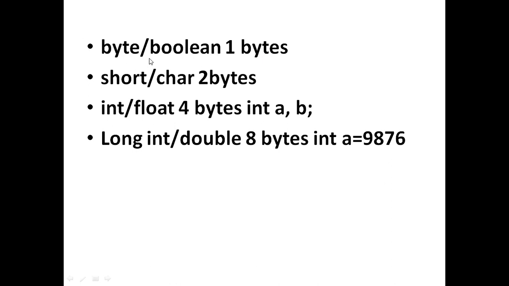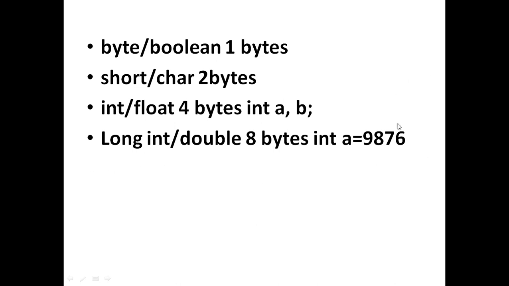Byte and boolean in programs take 1 byte of memory only. Next, short and char are 2 bytes, which means 2 bytes of memory are allocated in programs. And int and float are 4 bytes. In programs we use 4 bytes, that means 32 bits used in RAM.